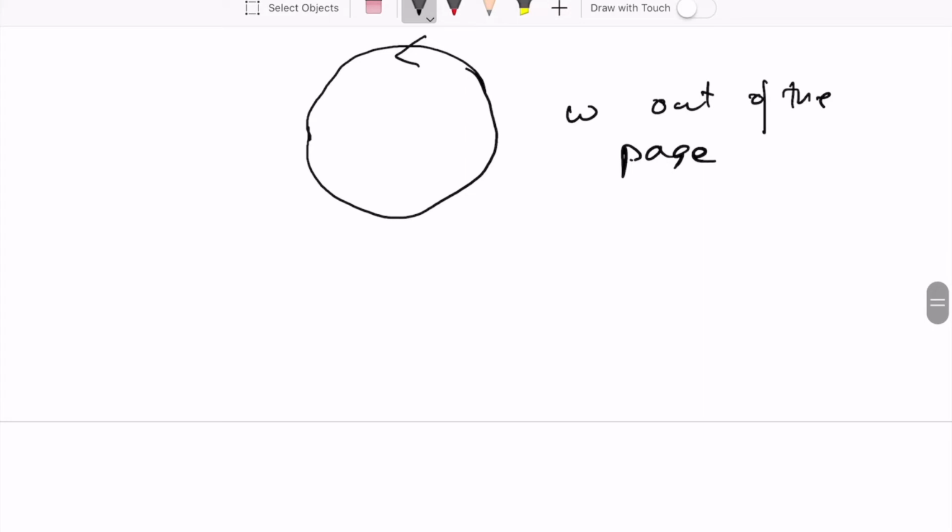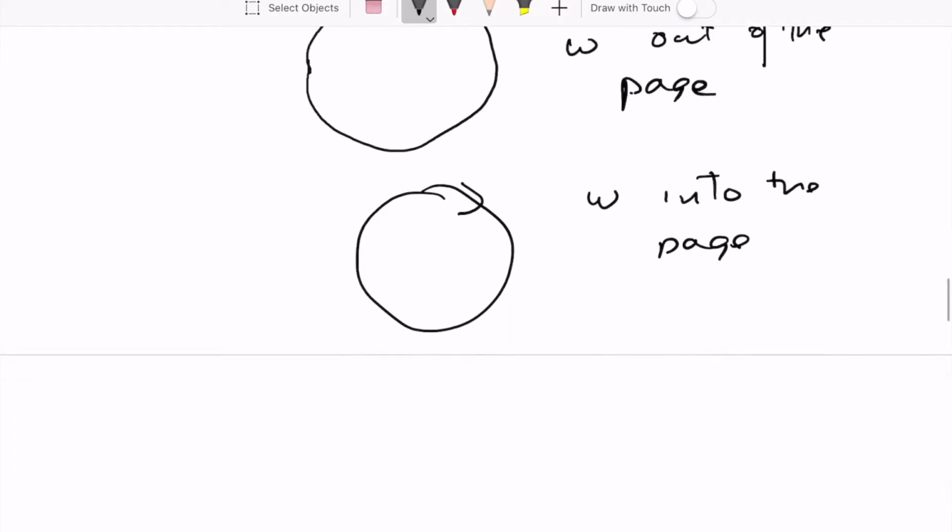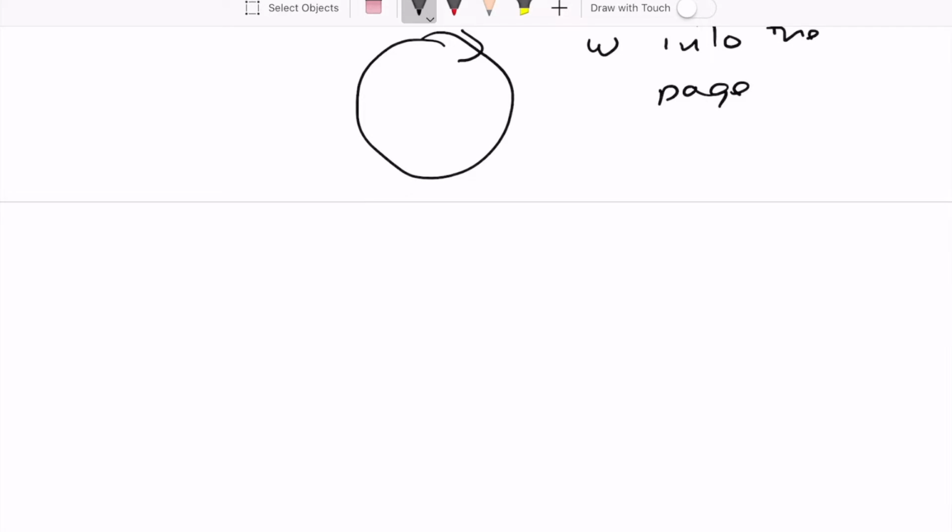And if an object is moving in the clockwise direction, then omega would be into the page in this example. So let's look at another example. Suppose you have somebody riding a bicycle. Let me see if I can draw a bicycle.